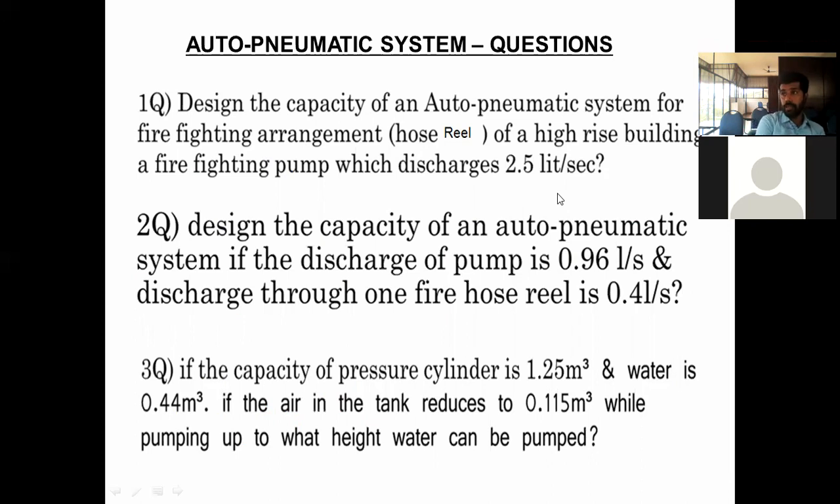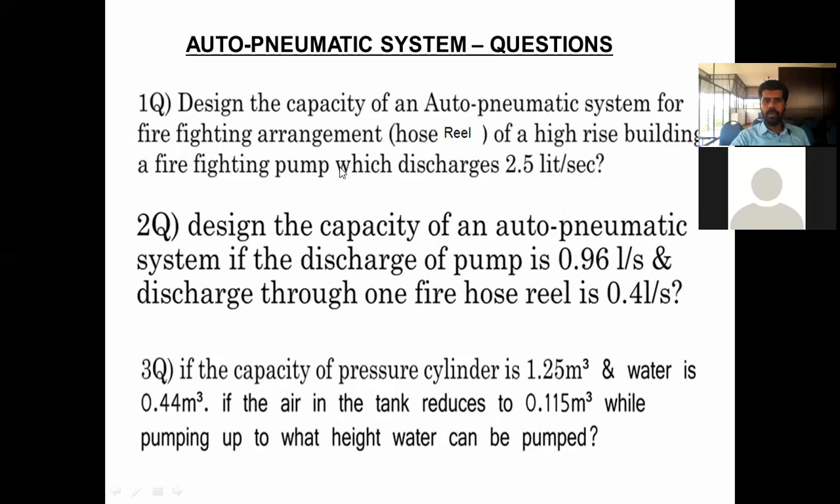When we know the flow rate of different fixtures, how many liters of water will be used by a particular fitting, with respect to that we can get the booster pump capacities and the tank capacities. But here, by the help of formulas that we have seen, we are going to work out different answers. So here it is being asked to design the capacity of the auto pneumatic system for a firefighting arrangement, hosiery, for a high-rise building.